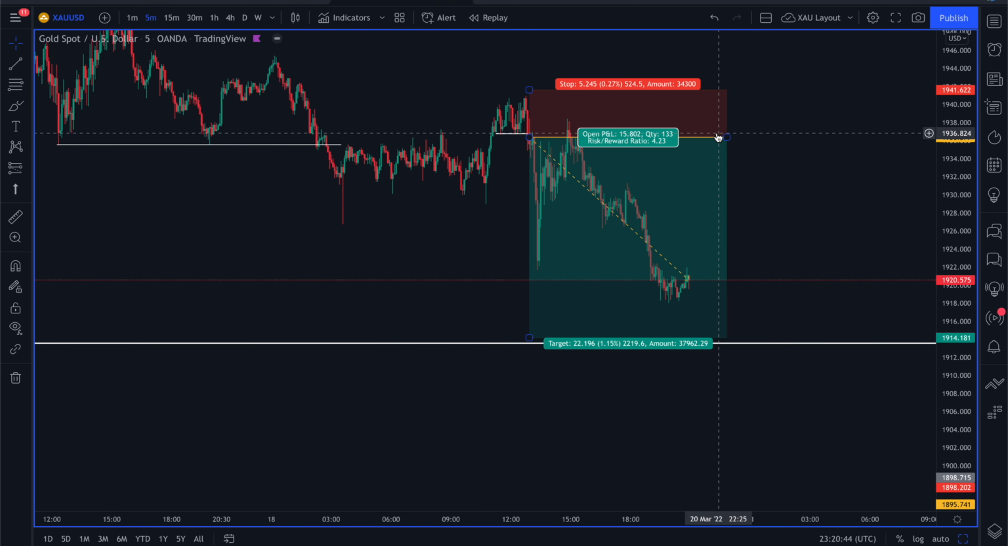So we would have had a take profit of 1914 with an entry of 1936. That gives us a 220 pip take profit and a stop loss of 1941. That gives us a stop loss of 50 pips. So it would have given us a lovely return of 1 to 4.